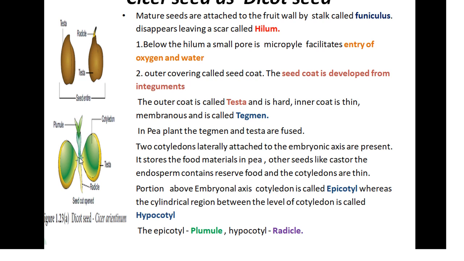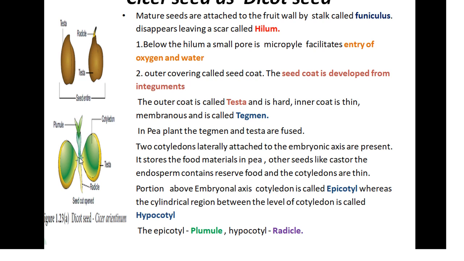Testa and tegmen. Testa is the outer coat, it is very thick and hard in nature. The inner coat is thin and membranous. So both are there. Along with that there are two more terms: the portion above the embryonal axis.